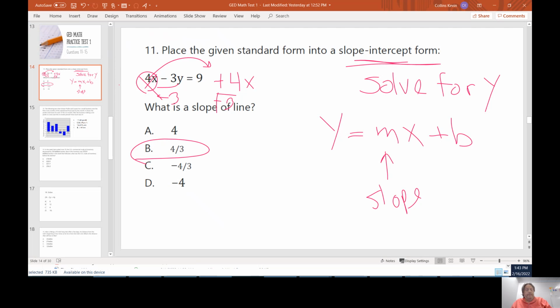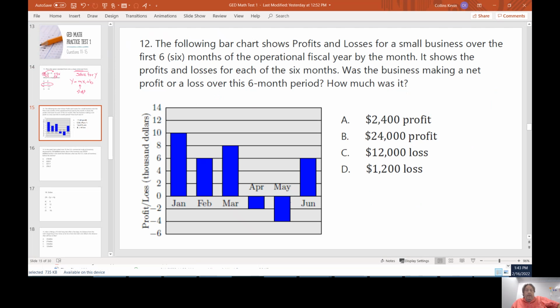All right, moving on. The following is a bar chart that shows profits and losses for a small business over a 6-month period. It says, was the business making a net profit or loss over the 6-month period, and how much is it? Loss is below the line and profit is above the line. So obviously they made a profit. These two options are out.